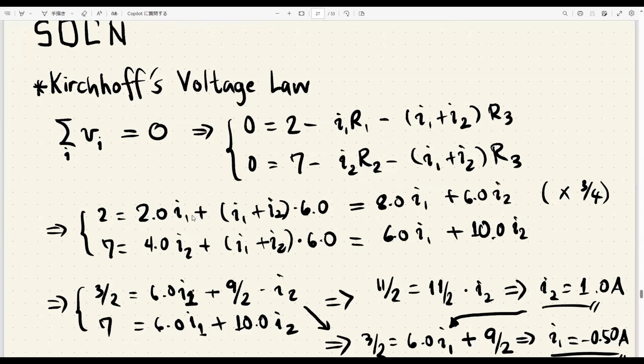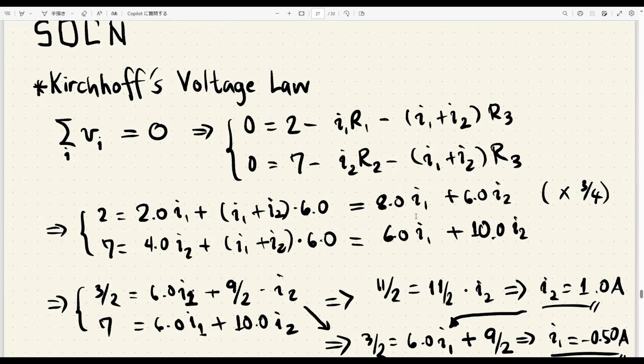Now, in this first equation, we combine the two I1s. So we got 2 plus 6, you got 8 I1. And I2 is just 6 I2. Second equation, we have I1 here times 6, so 6 I1. And we have 4 I2 plus 6 I2, we get 10 I2 in here.